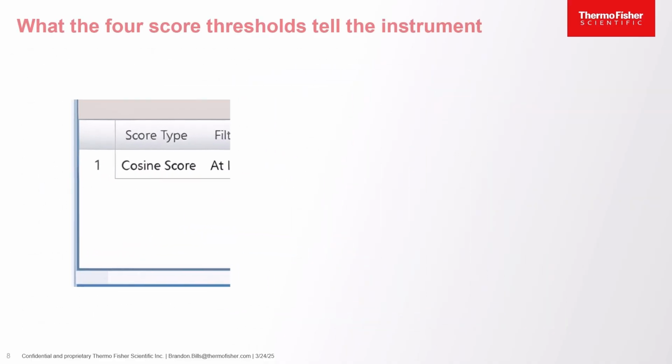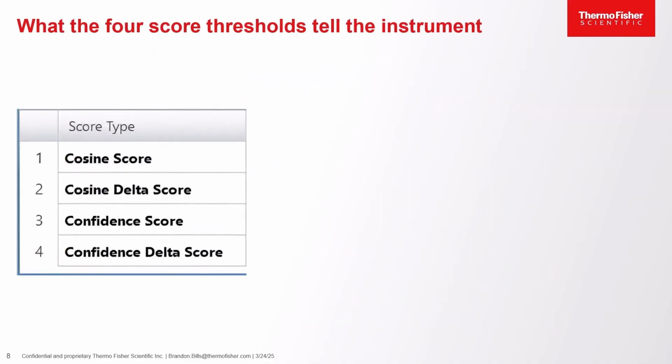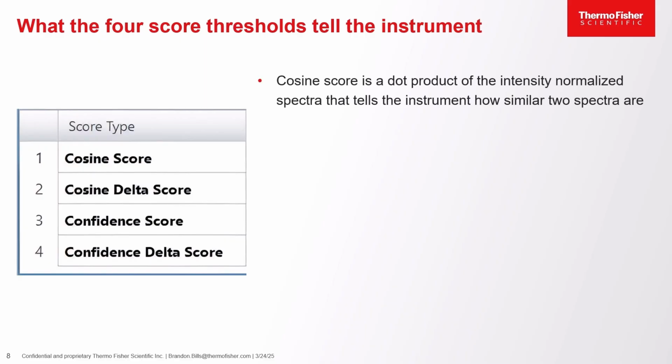Next, let's talk about the 4 different score thresholds that you can set up in the filter. At the top here, we have the cosine score. This is a dot product of the intensity normalized spectra that tells the instrument how similar two spectra are in a mathematical sense. This goes from 0 to 1, and I've got a few slides coming up where I explain what this is in a little bit more detail.